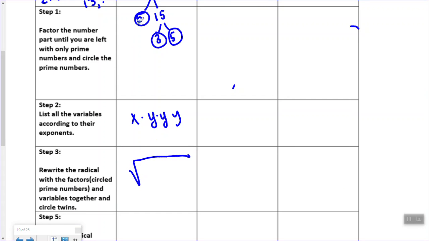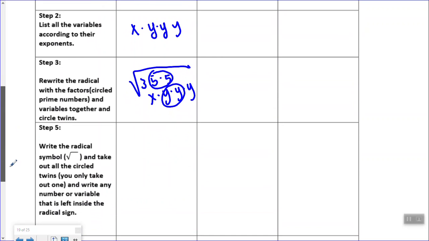So I'm gonna draw the radical, and then I'm gonna write 5 times 3 times 5. I'm gonna write 5 together, 5 times 5 times 5. And then you have x times y times y times y. And you're gonna circle twins. 5 and 5 is a twin, y and y is a twin. And then the next step is you're gonna write the radical symbol and take out all the circled twins.